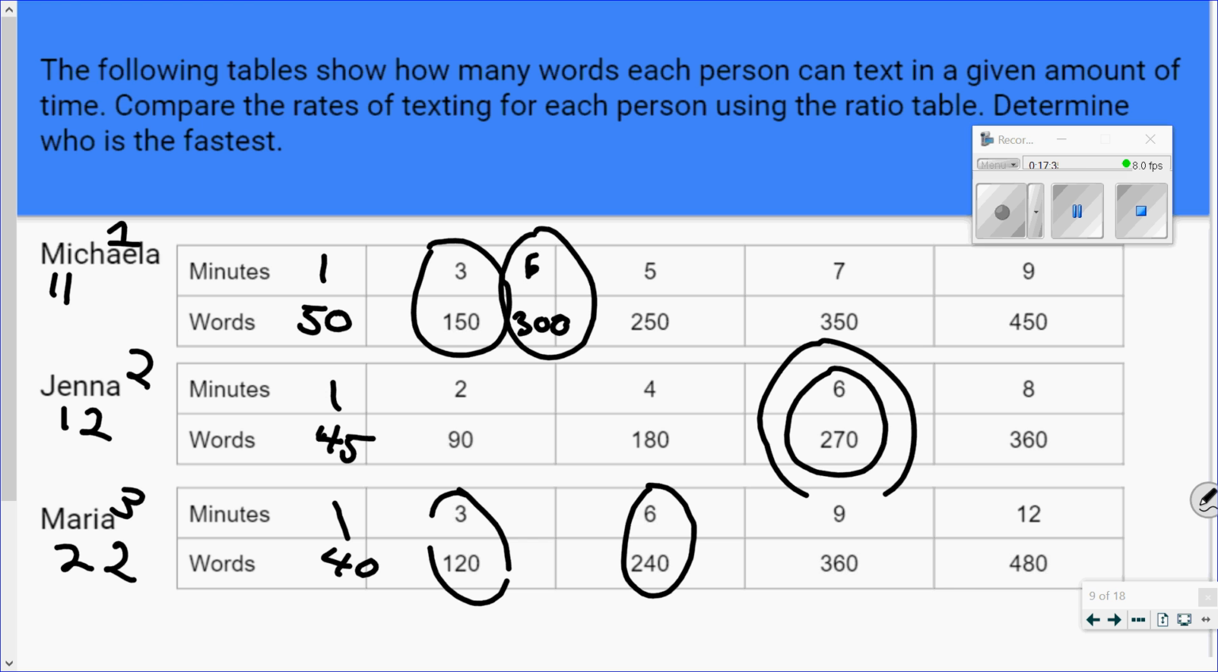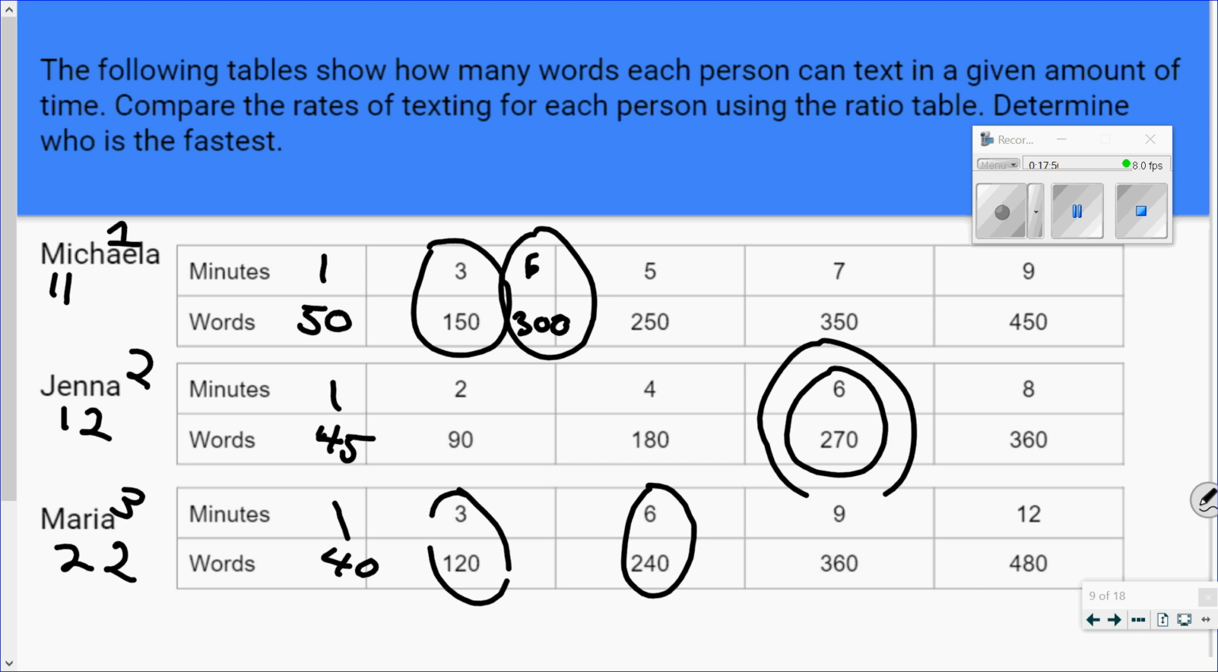So for every 1 minute, Michaela can do 50 words. For every 1 minute, Jenna does 45, and for every 1 minute, Maria does 40. I know that makes sense. You can do that as well. Now that's not always going to work out, but it just happened to work out here. But you see there's different ways to solve this.